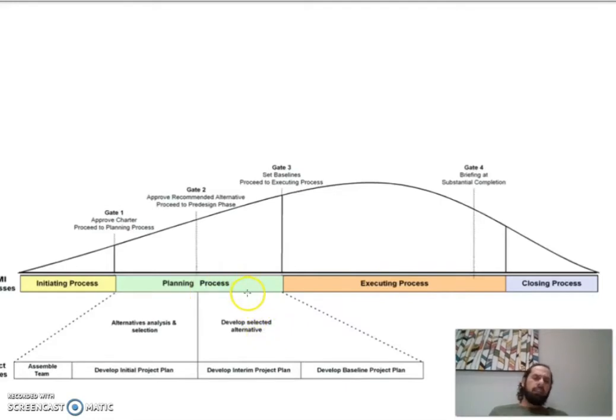Then afterwards, the executing process or construction process. Then when we finish the construction, we reach the closing process. And as I said, there are some deliveries and all these things that we need to take, also the lessons learned and documentation and all these things for the closing process. Now, these are the processes of the project.